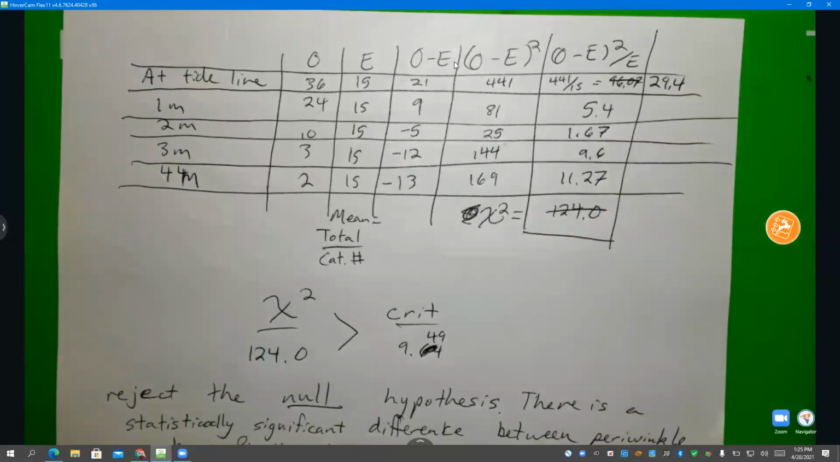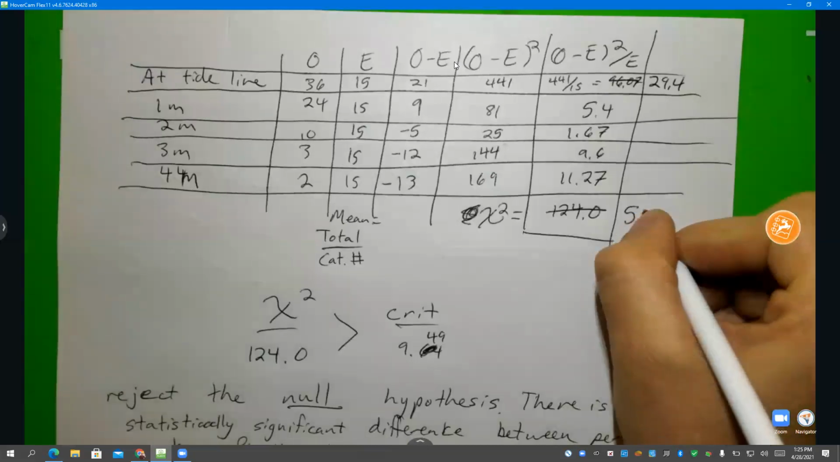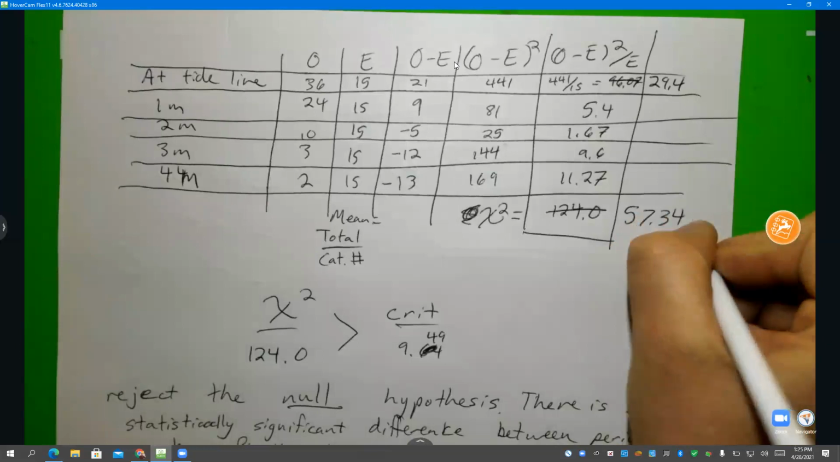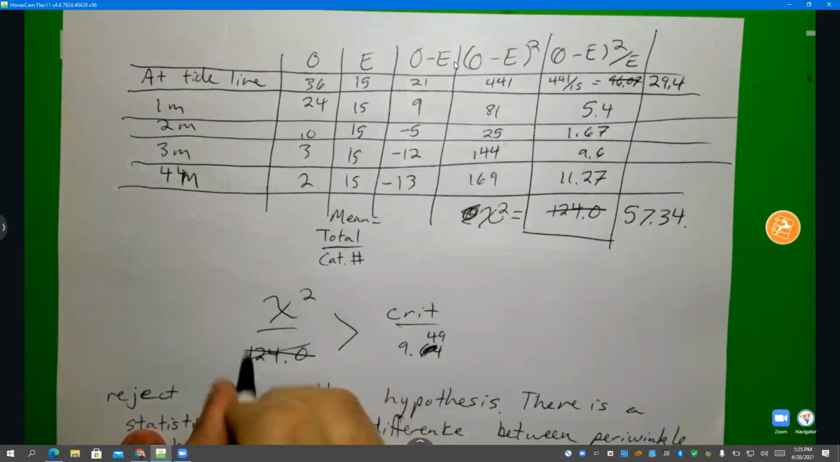So I'll add them back together: 29.4 plus 5.4 plus 1.67 plus 9.6 plus 11.27 gives me a chi-squared value of 57.34. So it definitely changes my chi-squared value. Be very careful about your calculations that you've made, but I think it still holds true.